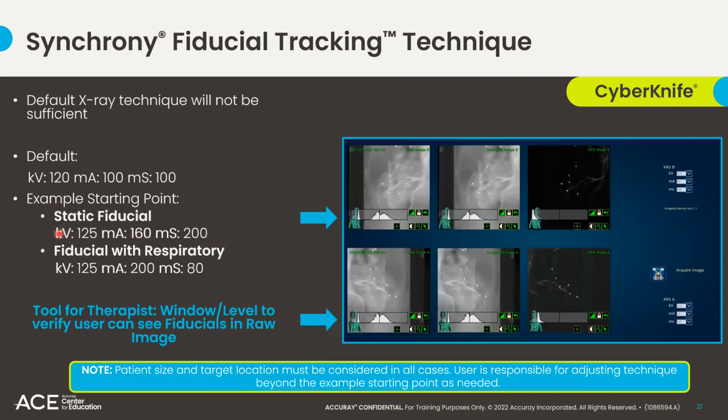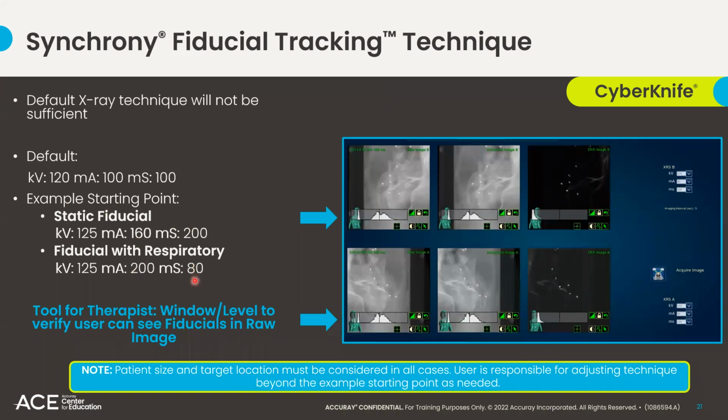125 kV, 160 mA, and 200 ms. If the fiducial target is moving with respiration, such as the lung, liver, or kidney, we actually want to decrease the ms in this case. So we would use 125 kV, 200 mA, and 80 ms.